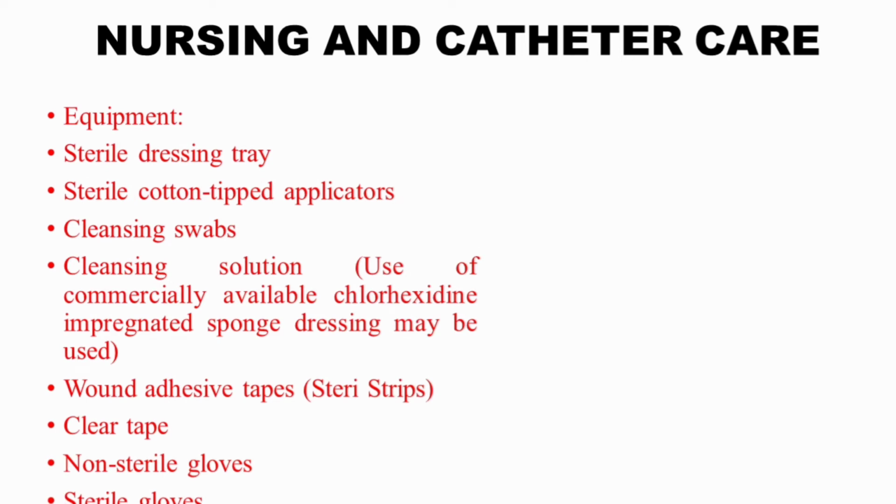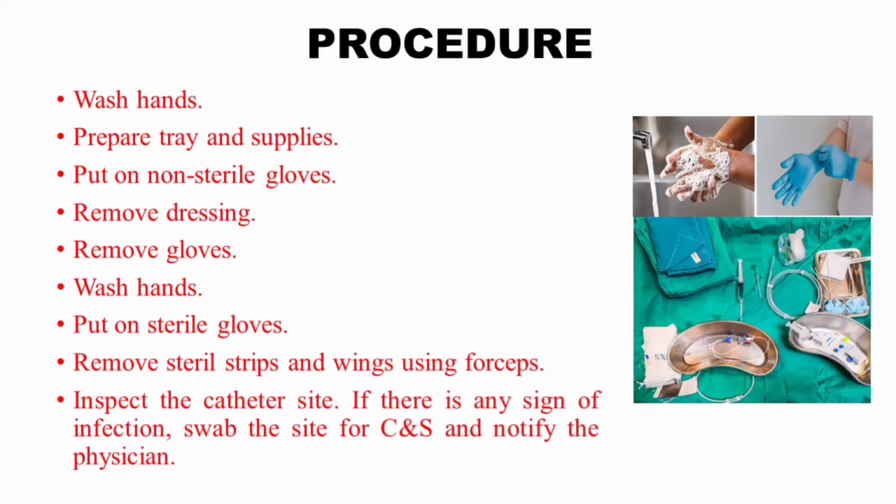Equipment: sterile dressing tray, sterile cotton-tipped applicators, cleaning swabs, and cleaning solutions. Commercially available chlorhexidine-impregnated sponge dressings may be used, and wound adhesive tapes which are sterile strips and clear tape, and non-sterile gloves and sterile gloves are used.